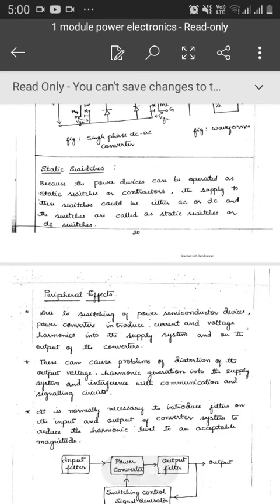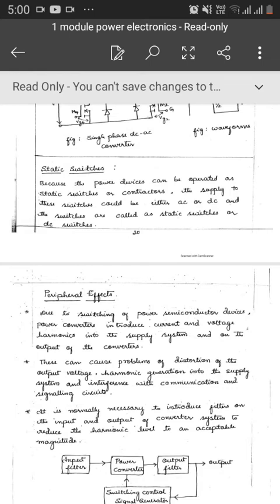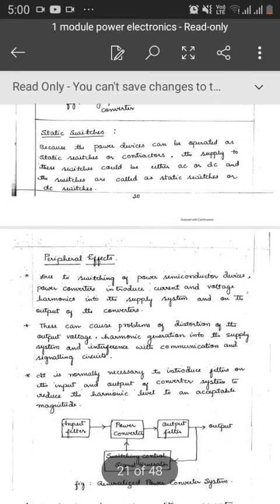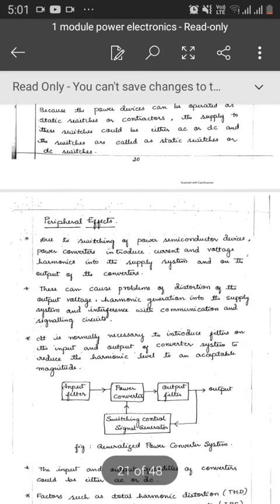Next, power semiconductor devices can operate as switches. Depending on the type of the supply voltage, AC or DC, these switches are called AC or DC static switches. The term static is used because there are no moving parts associated with these switches.